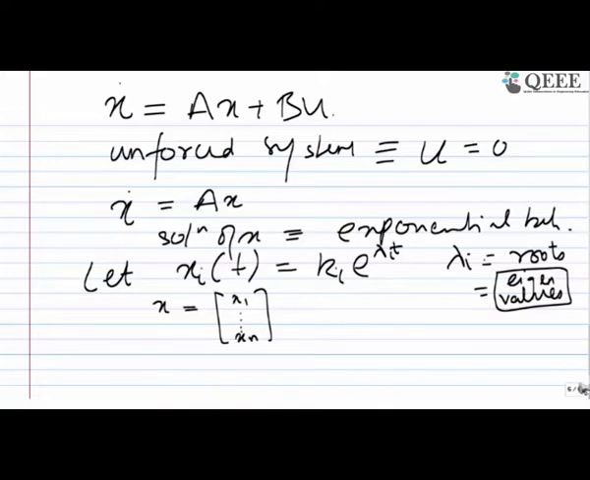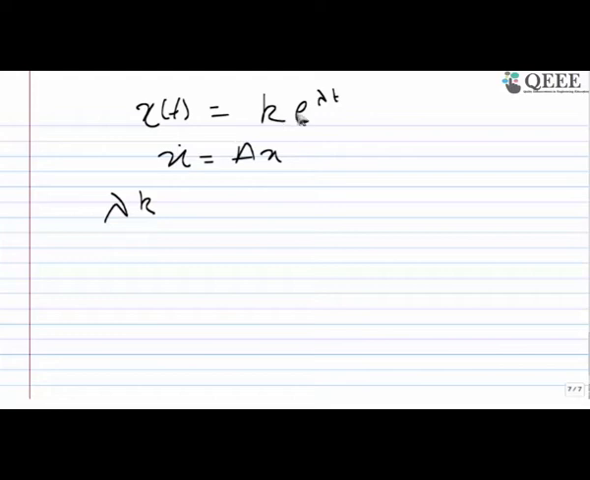If I go to the next page, how can I write what we assumed? x(t) in vector form is k e to the power lambda t. If I put this into my equation x dot equals Ax, it gives me lambda k, that is the differentiation of x(t) with respect to time t, e to the power lambda t, equal to A k e to the power lambda t. So this exponential would cancel out. Did I miss something?